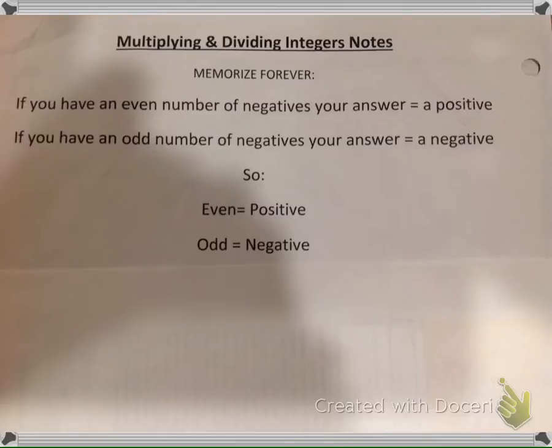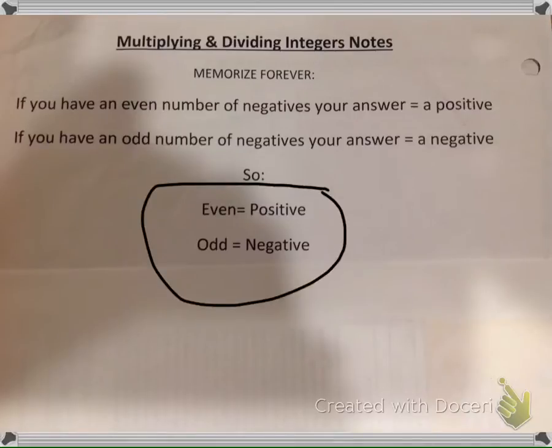Your answer is positive. But when you have positives and negatives in a multiplication or division problem, if you have an odd number of negatives, your answer's negative. If you have an even number of negatives, your answer's positive. And I've had kids, right before they're about to multiply or divide integers, write this: even equals positive, odd equals negative. Now, that's not an even number. It's an even amount of negatives and an odd amount of negatives. Okay, so let's try this out.